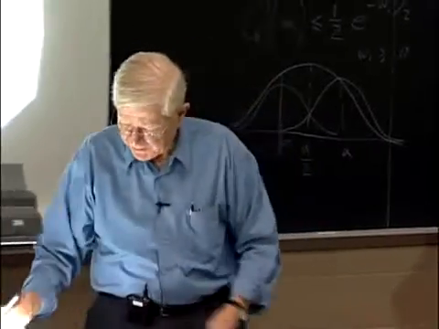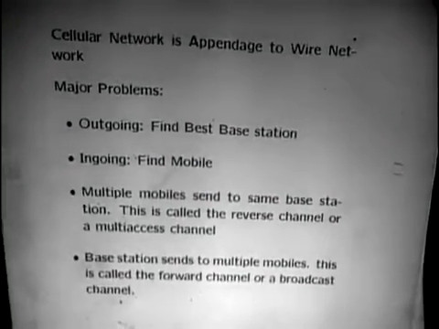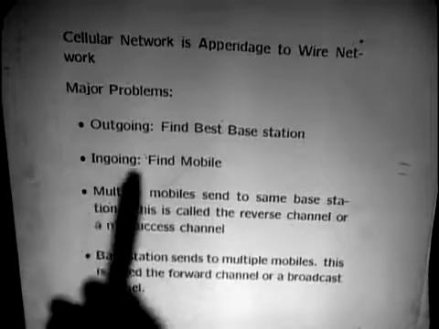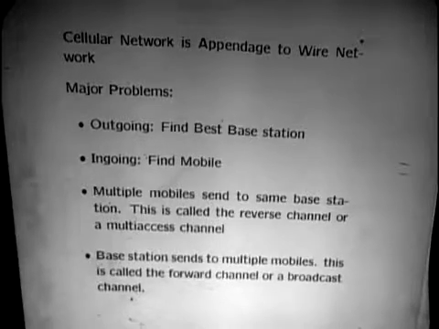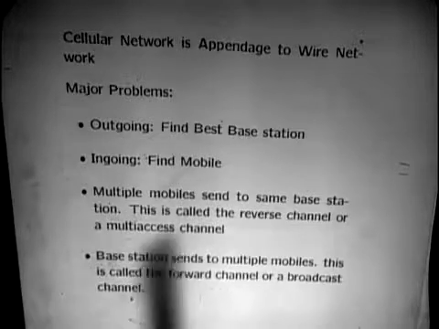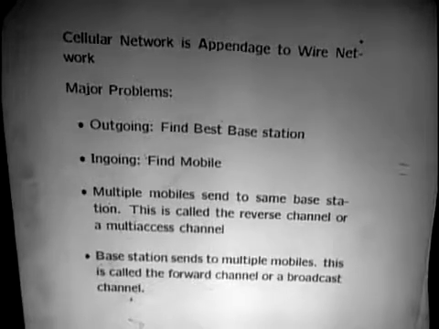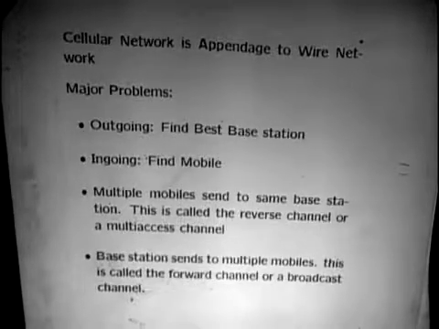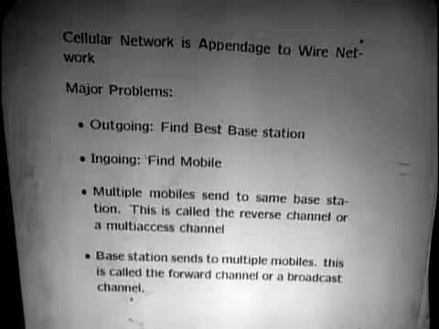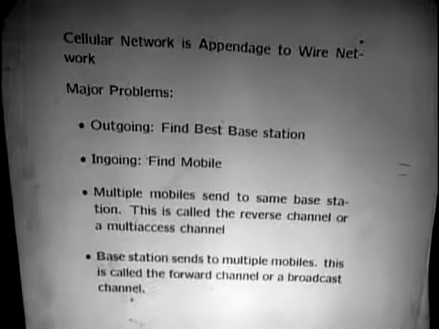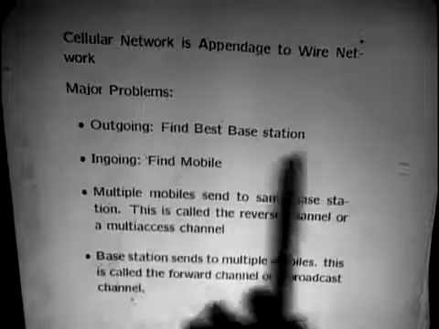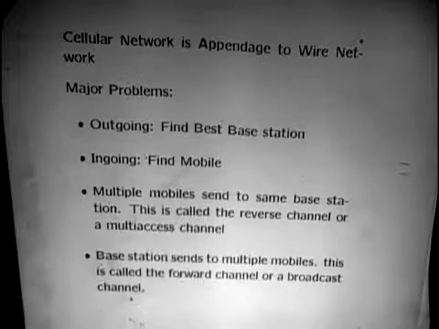Okay, so let's look at what the problems are. As I said, the cellular network is really an appendage to the wire network. The problem we're going to have to deal with is, when you're outgoing from your own cell phone, there's some kind of strategy that has to be used for you to find the best base station to use. And it's a difficult question, because you're trying to find the base station you can communicate with, and one that's not so overcrowded that you can't talk to it. So that's one big problem. We won't talk about that much.